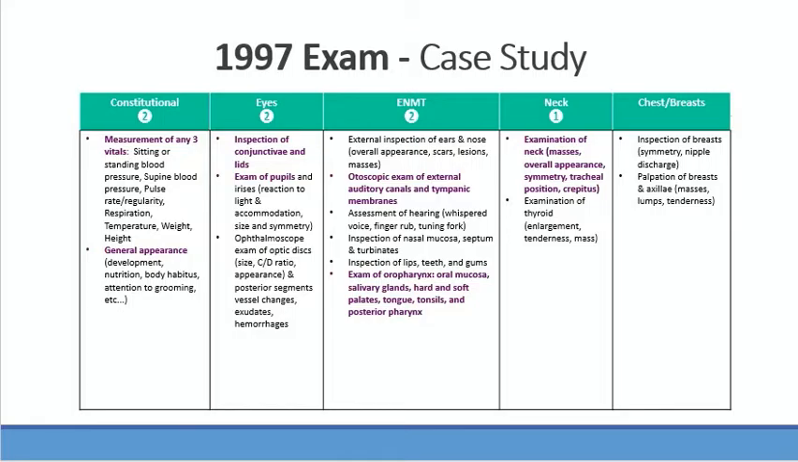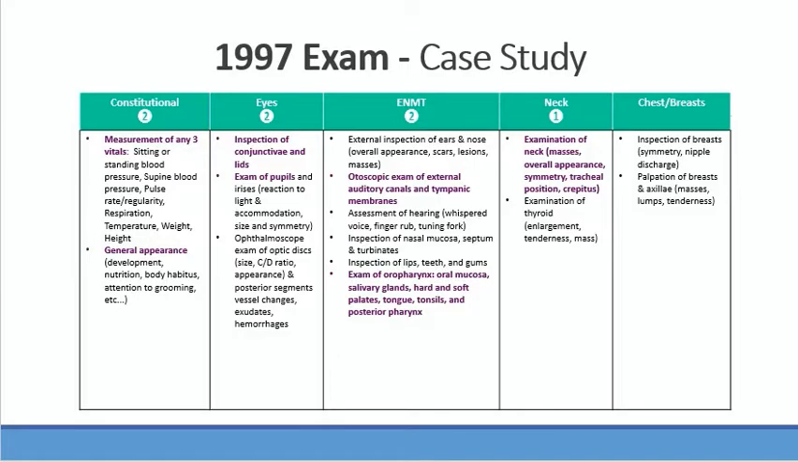For constitutional, we documented a total of 6 vital signs, and we meet the criteria of 3 or more, and we had the patient's general appearance documented as well-developed and well-nourished. That gives us a total of 2 bullets in the constitutional system.